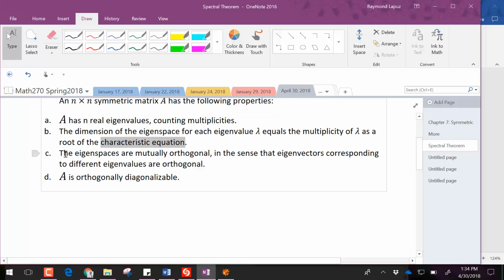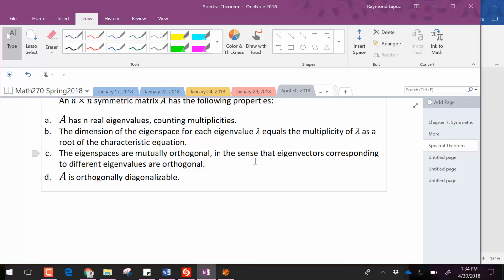The third thing they say is the eigenspaces are mutually orthogonal. So the eigenvectors corresponding to different eigenvalues will be perpendicular. If they're corresponding to the same eigenvalue, they might not be perpendicular, or might not be orthogonal. Like in the example that we did, we had 7, whose eigenspace is dimension 2, and those two vectors did not start off being orthogonal to each other, but we made them orthogonal by using some sort of projection.